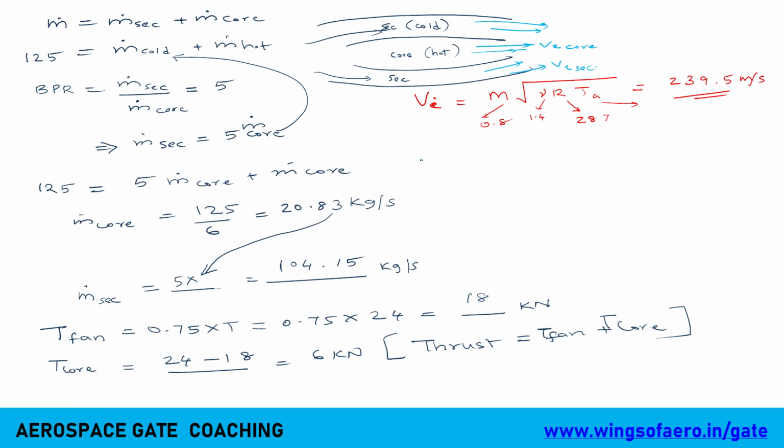Now remember the formula for the thrust of a fan. As you are finding for that, you have to use the mass flow rate of the secondary, or the bypass, anything you can consider: m dot of secondary times VE of fan minus flight velocity. So this is a general formula for your thrust of a fan.